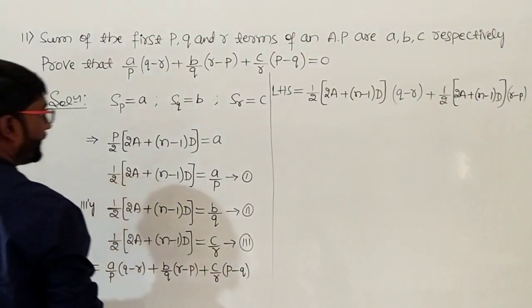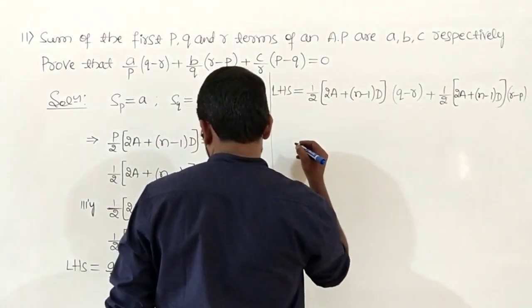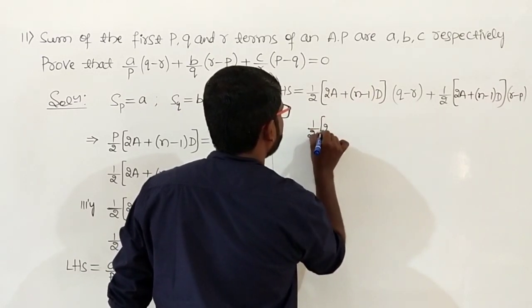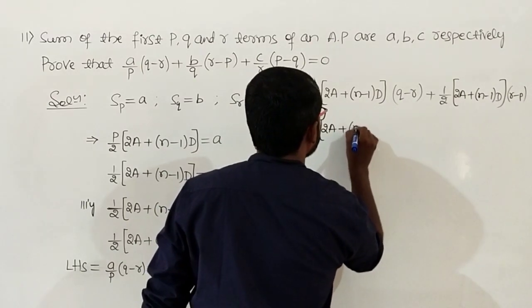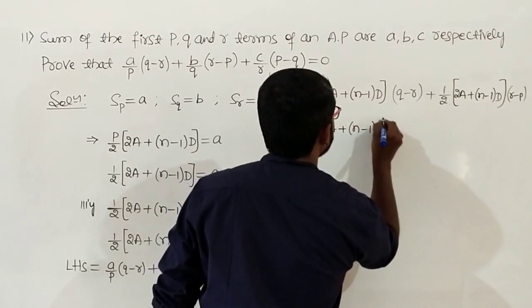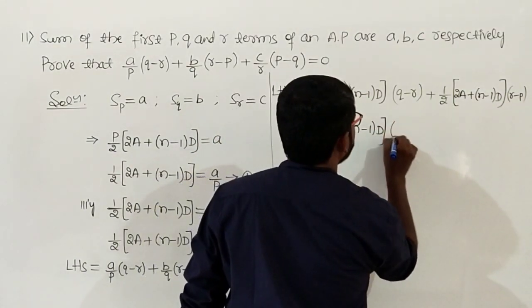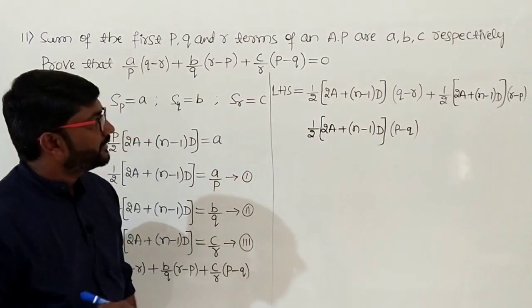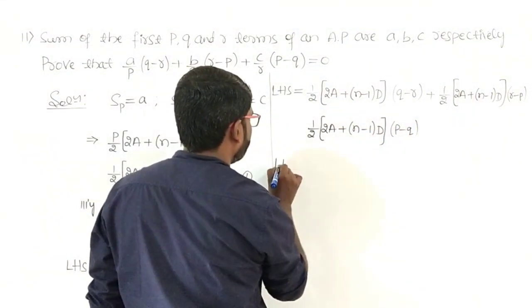So now we will have to take the next term, that is c by r. It is c by r, that is nothing but equation 3, 1 by 2 inside the bracket 2A plus r minus 1 into D, into p minus q. Now in all the three terms we have 1 by 2 common. Let us take 1 by 2 outside.